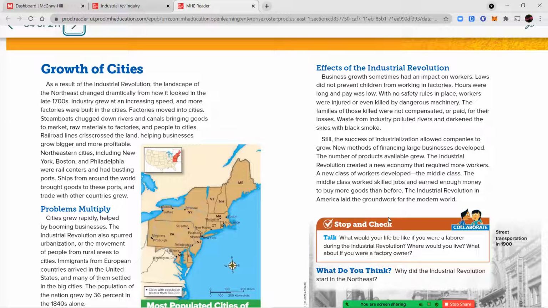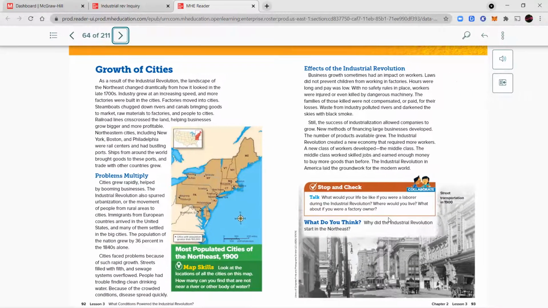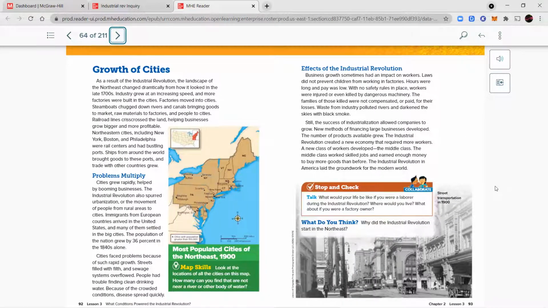Because the Industrial Revolution brought all of these products, it created all of these jobs. It did some good for people, where now people were able to afford different things that they weren't able to afford before, because the prices dropped now that they could be made in large quantities. People had more job opportunities because they could work in factories.